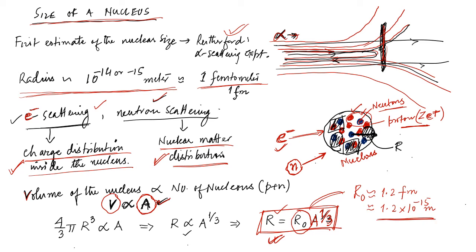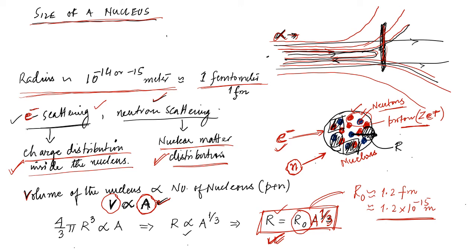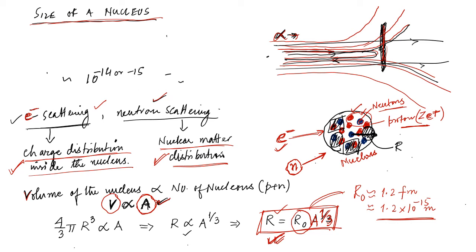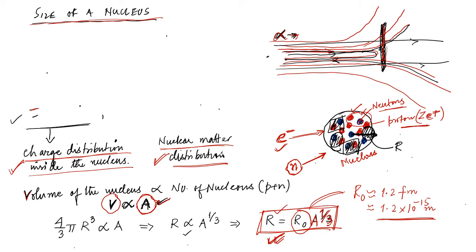So using this expression we can find out the radius of many nuclei. For example, let me try to estimate it. First we will find it for the carbon nucleus. For carbon 12, carbon 6, what is the radius of the carbon 12 nucleus?